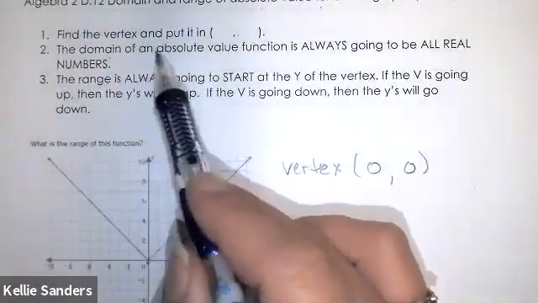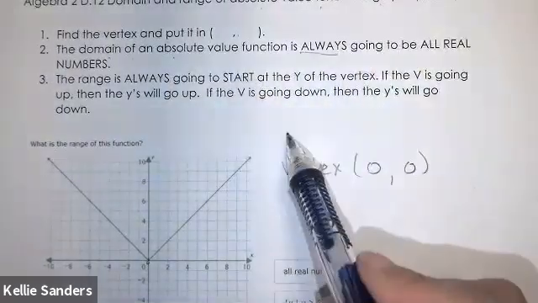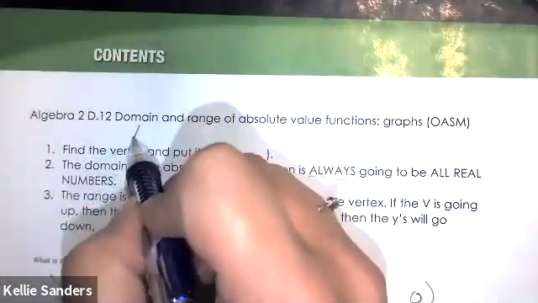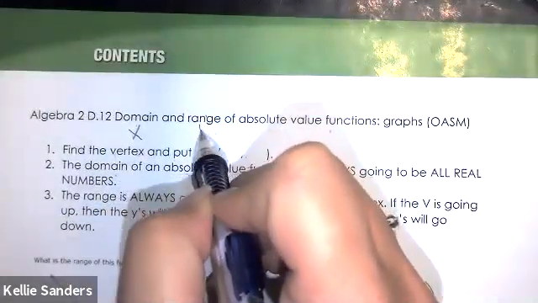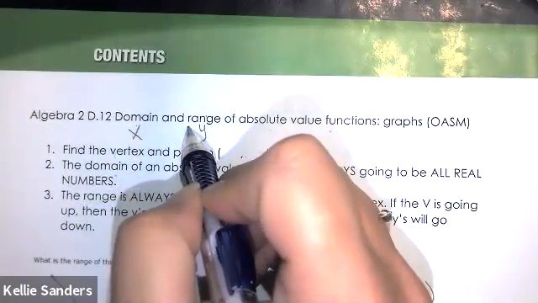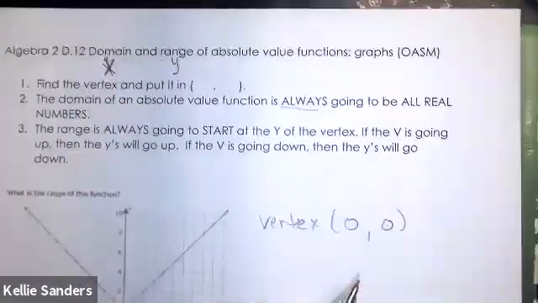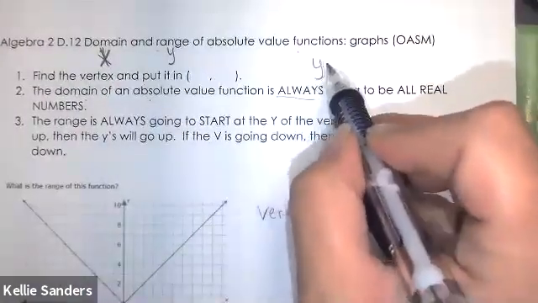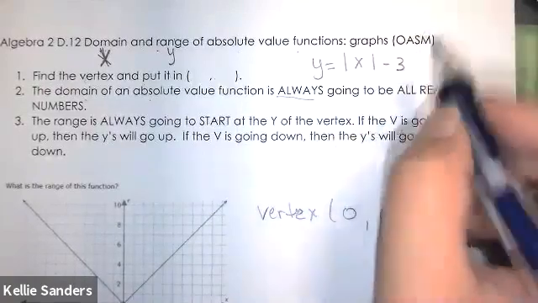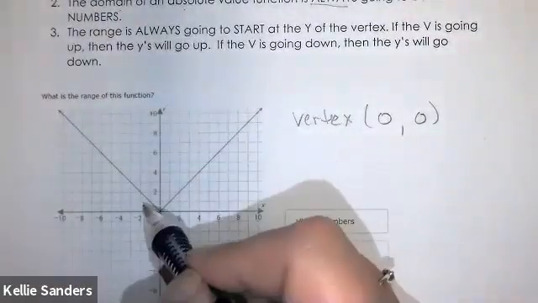The domain of an absolute value function is always going to be all real numbers. Domain is your x, the range is your y's. The domain is whatever x can be, the range is whatever y is going to be after you figure out what x is. So remember, it's something like this where x is inside the absolute value. So it's going to look like this.